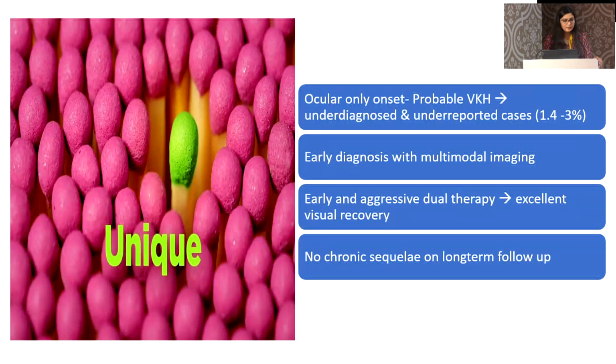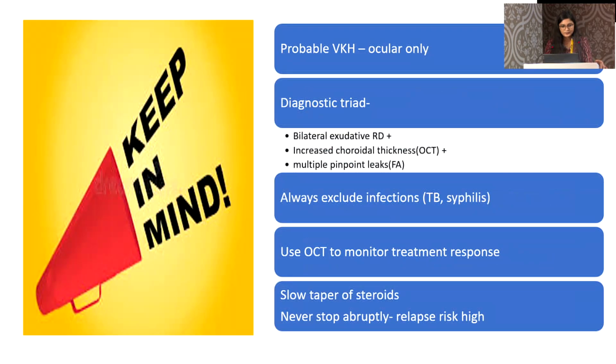So what's unique about this case? Ocular-only presentation, that means probable VKH, are the cases which are underdiagnosed and underreported. They make up only 1.4 to 3% of total VKH cases. Early diagnosis with multimodal imaging is important. Early and aggressive dual therapy results in excellent visual recovery. There are no chronic sequelae on long-term follow-up if we start treatment early. So what we need to keep in mind is that probable VKH are the cases which have only ocular changes.